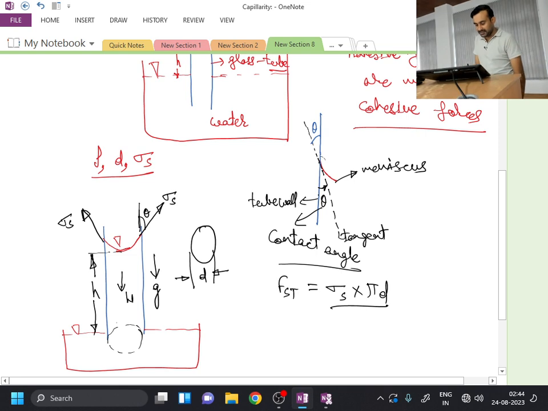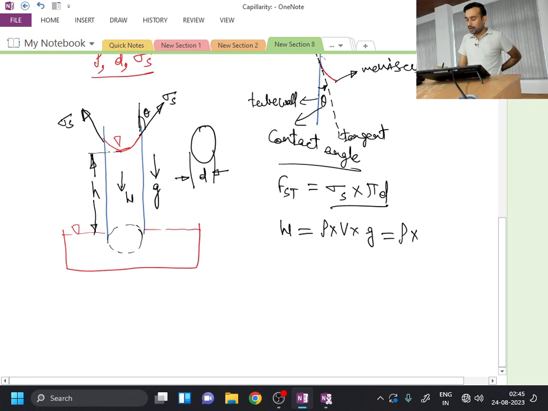If I see how much weight of the liquid column is suspended in the tube through height h, then I can write weight equal to density into volume into gravity. The density is that of water, because water is our liquid. The volume: this is a cylindrical tube through height h, so the volume of the cylinder is pi by 4 d square h. This is the volume, into g.